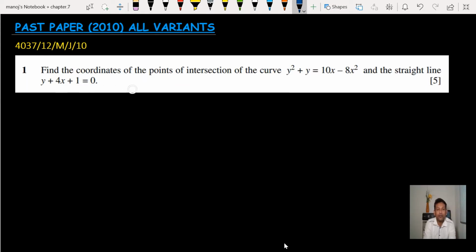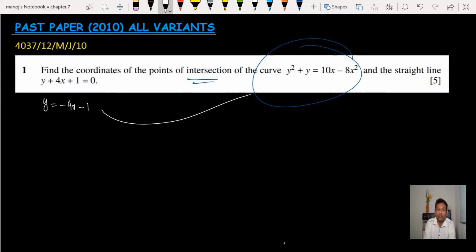Find the coordinates of the point of intersection of the curve and the straight line. Normally when we are required to find an intersection, it means we have to use a simultaneous equation. We have to substitute the value. From this equation, what can you do? From this equation, y is equal to minus 4x minus 1. We can substitute this value in this equation.